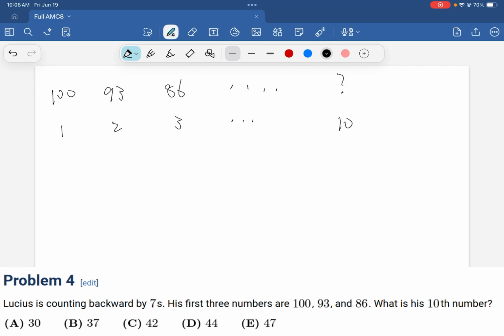So going from 1 to 10, it takes 9 steps. 10 minus 1 is 9. And each step goes down by 7. So you subtract 7 from 100 9 times, which is the same as 100 minus 7 times 9 equals 100 minus 63 equals 37. So his 10th number is B, 37.